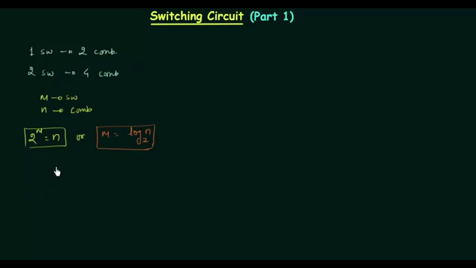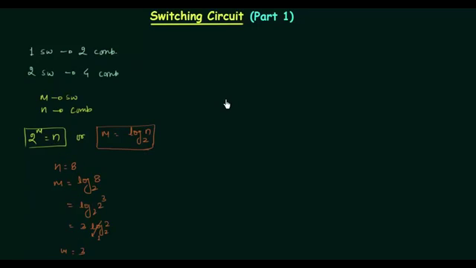For example, if n is equal to 8 is the total number of combinations, then m is equal to log base 2 of 8. We can write 8 as 2 to the power 3. Then we have 3 log with base 2 of 2, and this is equal to 1, so we have 3. M is equal to 3. We will use 3 switches to implement 8 combinations.